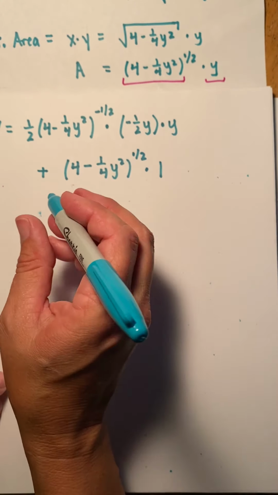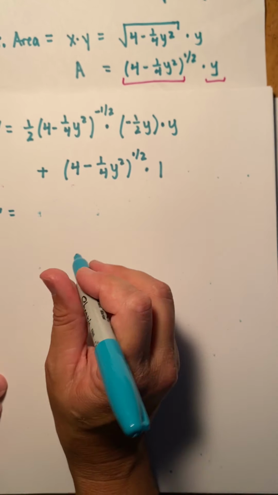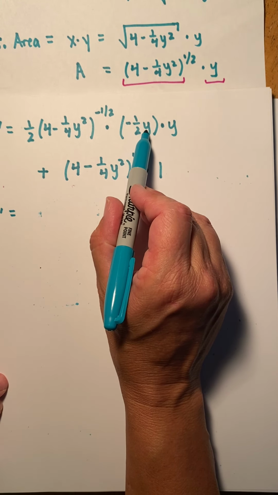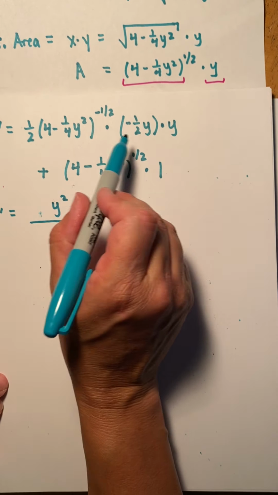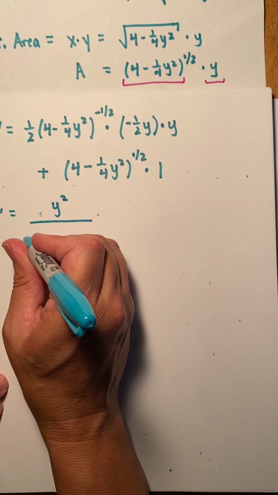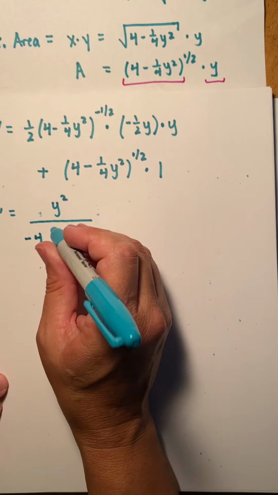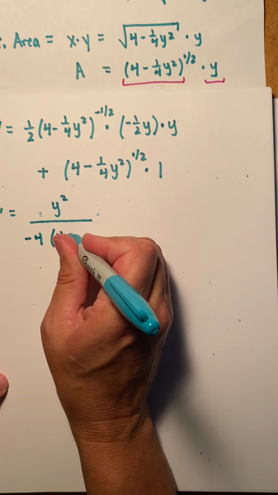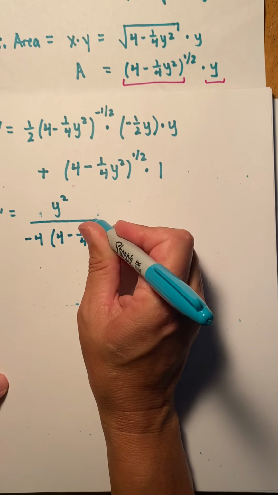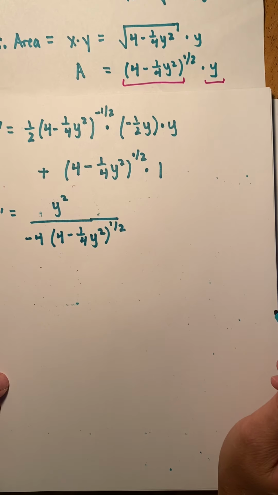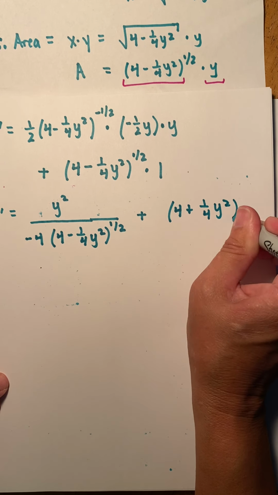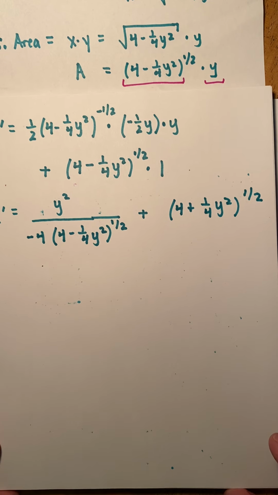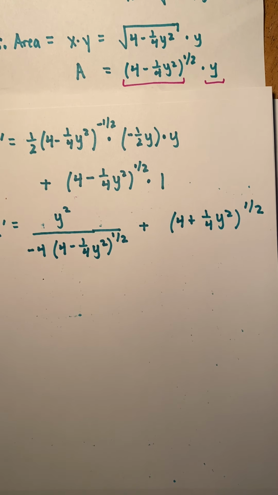Right, so now I'm going to clean this up a little bit. The derivative of my area is, well, this is going to be y squared on top, right here. That's going to become the square root in the bottom, and then that negative 1/2 and that 1/2 becomes negative 4 here. I'll leave it like this: 4 minus 1/4 y squared to the 1/2 power. So that's that term. And then it's going to be 4 plus 1/4 y squared to the 1/2 power. So that's the derivative. We need to know where the derivative equals 0 and where the derivative is undefined.